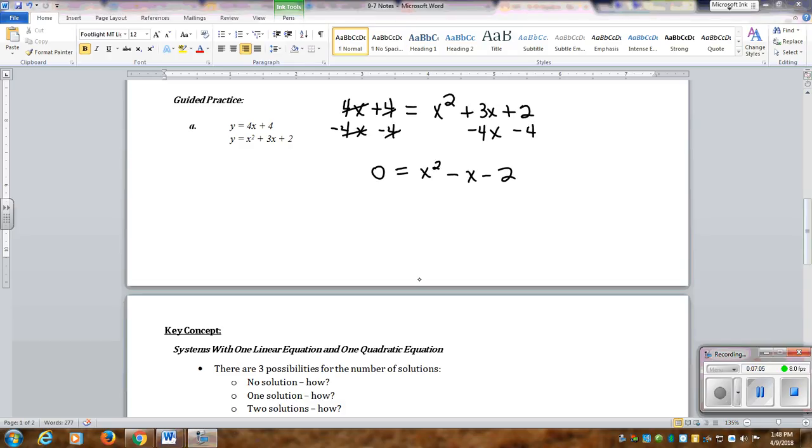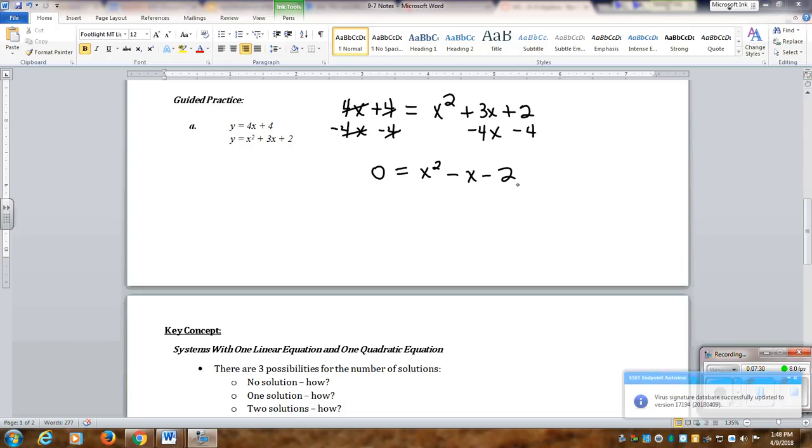Okay, I've already started this problem. I want you to double check to see if yours is right. I took the 4x plus 4 and substituted it in for the y. Set these 2 things equal to each other, because if the 2 y's are equal, then these 2 have to be equal. I subtracted 4x and 4 from both sides, because they're both positive over here, so they're negative over here. Combine my like terms.